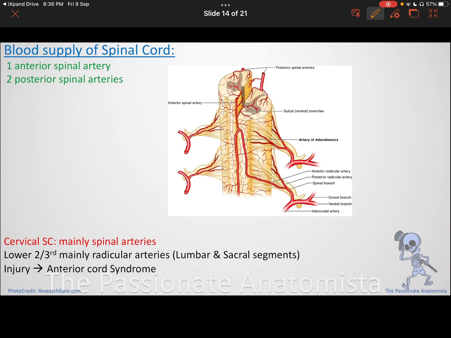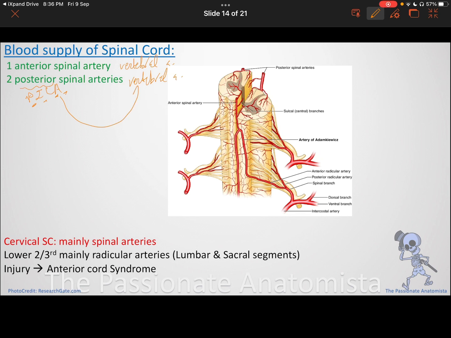Great. What about the blood supply of the spinal cord? The blood supply of the spinal cord is mainly coming from the vertebral artery, okay? Because remember, the vertebral artery is the major blood vessel above. So vertebral artery. However, the posterior spinal can also come from PICA. What is PICA? It's the posterior inferior cerebellar artery.